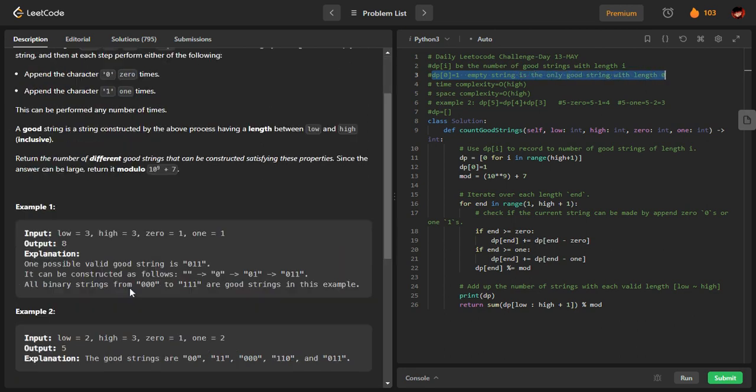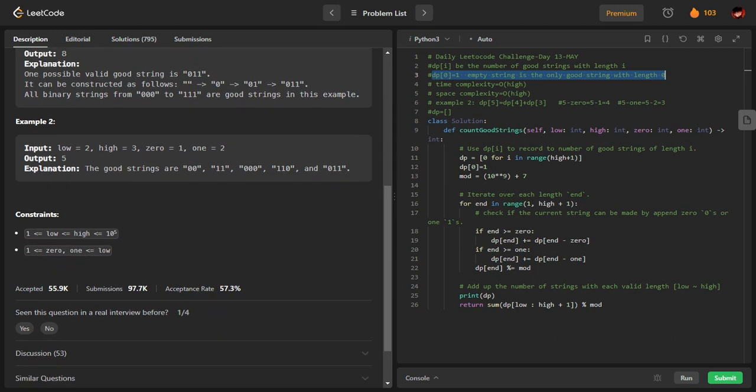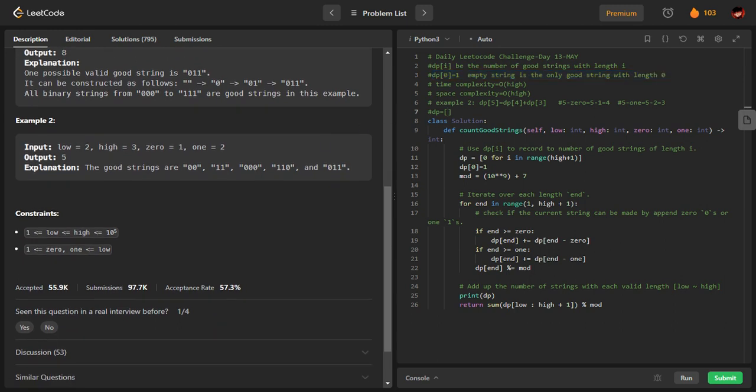Okay, now let me trace and show you for example number 2. One thing is sure, the first will be 1. Okay, dp of 0 is going to be 1 as we saw here. Now let me trace for the second thing. I want dp of 1. That means the number of strings with length 1. How is it possible? See, I'm going to trace for the second example.